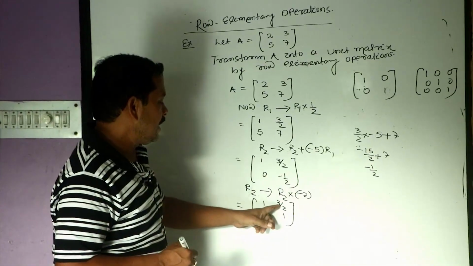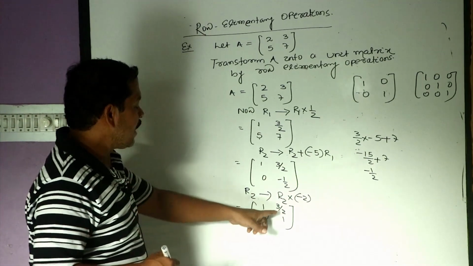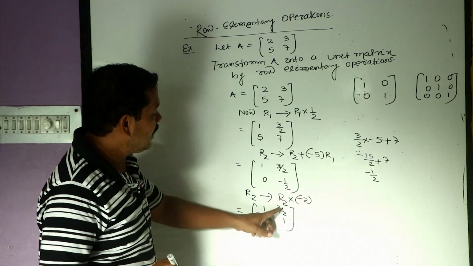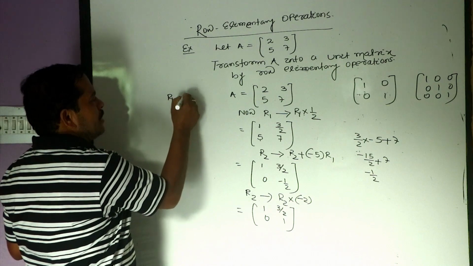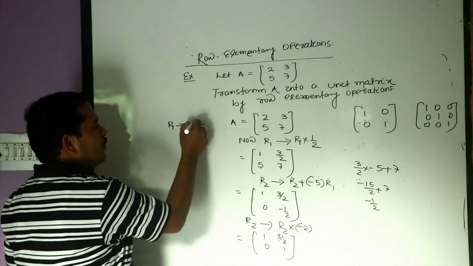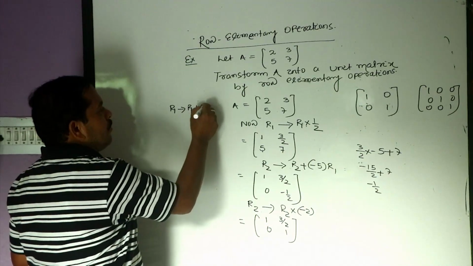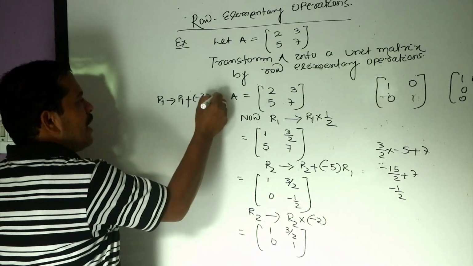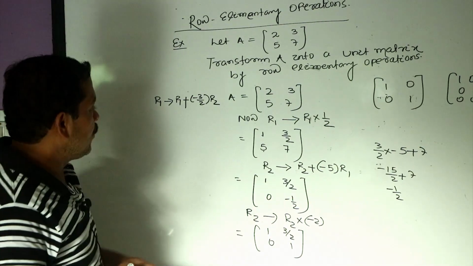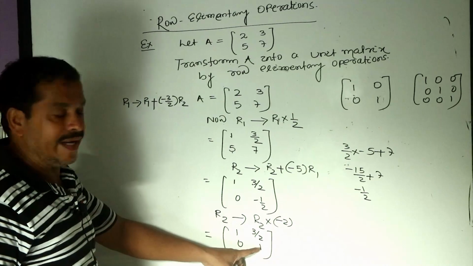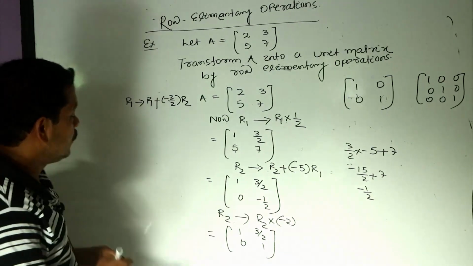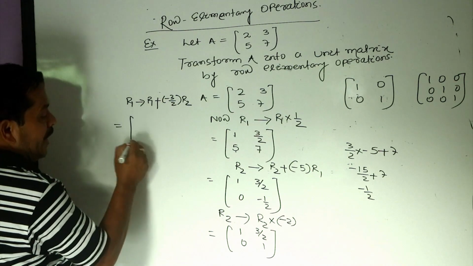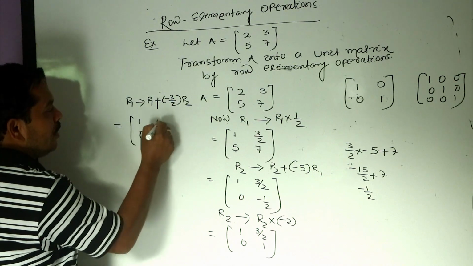Now we have to make this 0. How can we make it 0? Here it is 1, here it is 3 by 2. That means R1 is replaced by R1 plus minus 3 by 2 times R2. If we multiply by minus 3 by 2 and add with this row, then it will be 0. So the matrix becomes 1, 0, 0, 1.